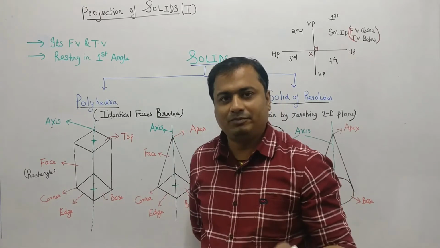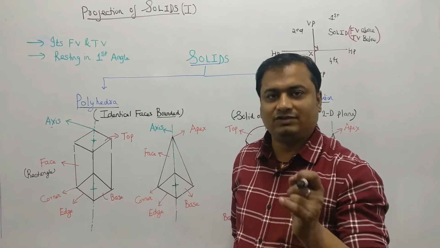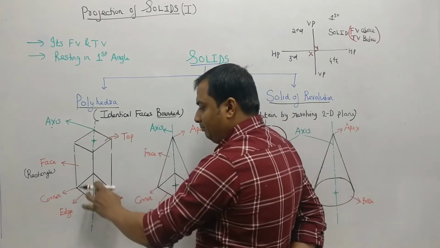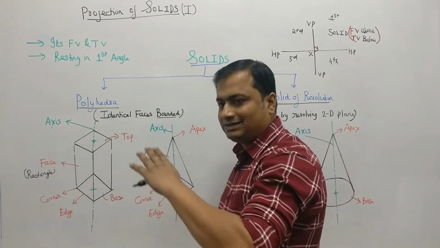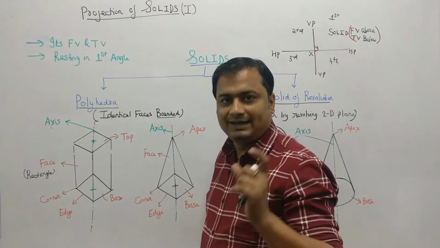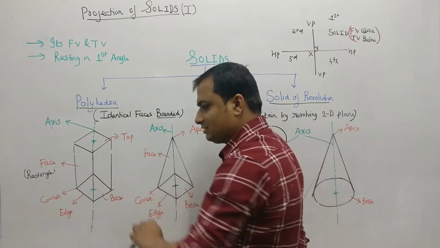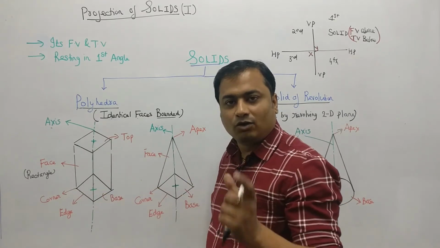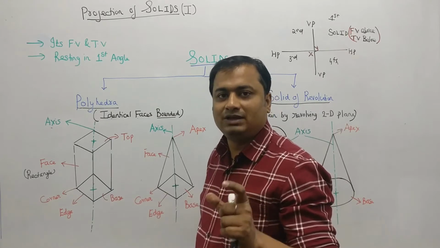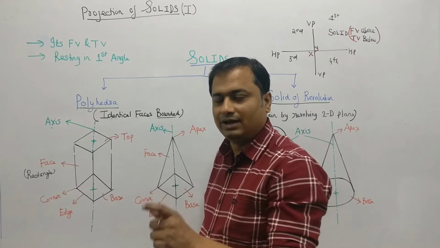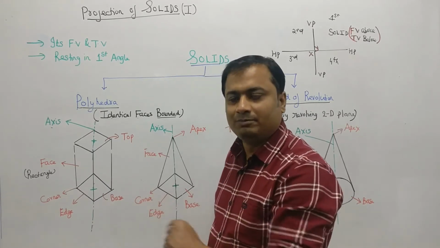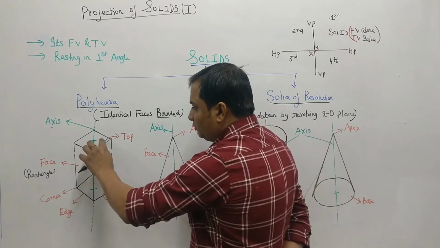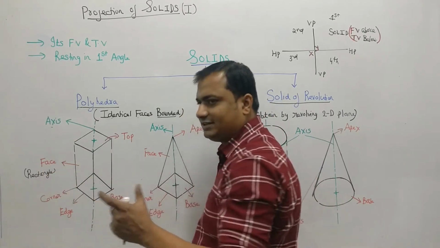So again I am repeating the terms associated with the prism: top and base. In case of prism, the top and base structure will be the same, and accordingly the naming has to be given for that prism. Now top, base, this is the face, and the face is always a rectangle.